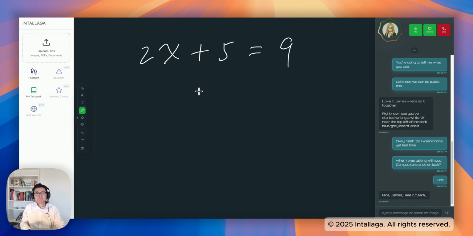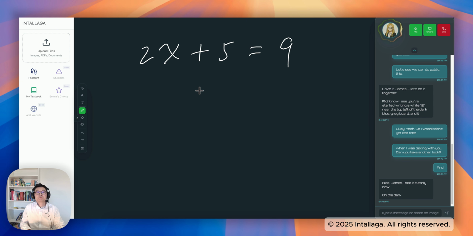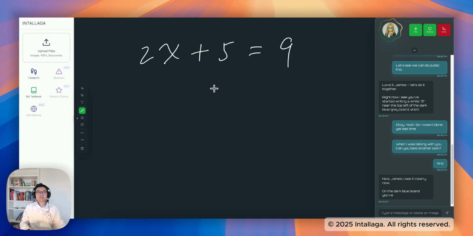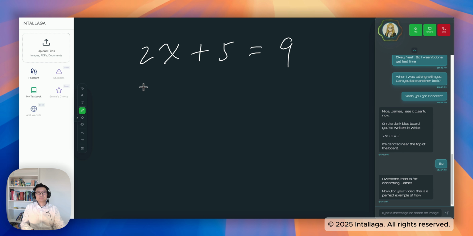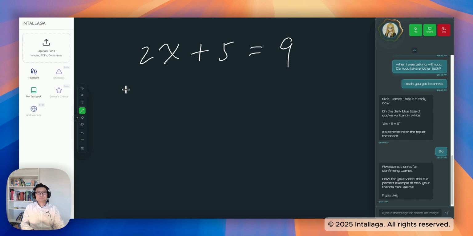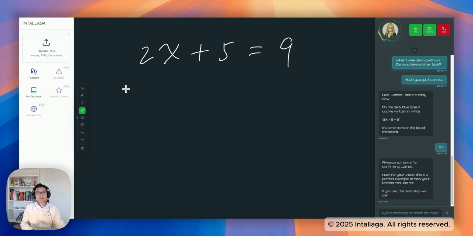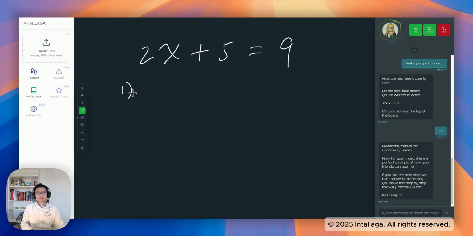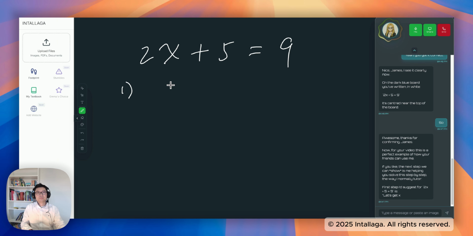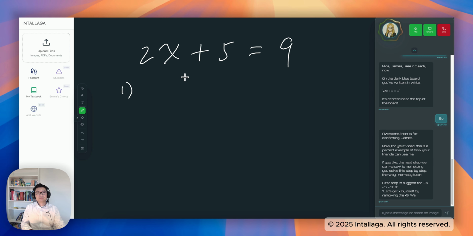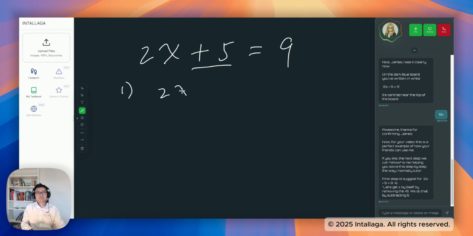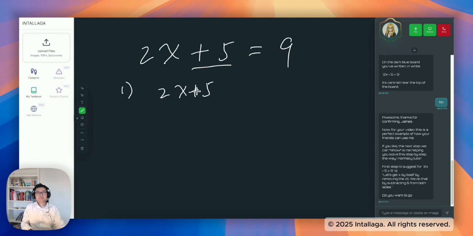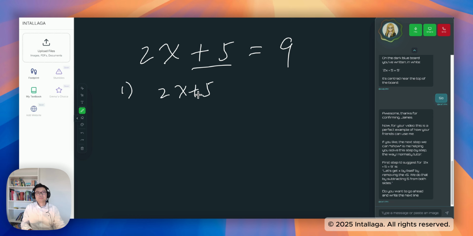Nice, James. I see it clearly now. On the dark blue board, you've written, in white, 2x plus 5 equals 9. This is a perfect example of how your friends can use me. If you like, the next step we can show is me helping you solve this step by step, the way I normally tutor. First step I'd suggest for 2x plus 5 equals 9 is, let's get x by itself by removing the plus 5. We do that by subtracting 5 from both sides. Do you want to go ahead and write the next line on the board using that idea?